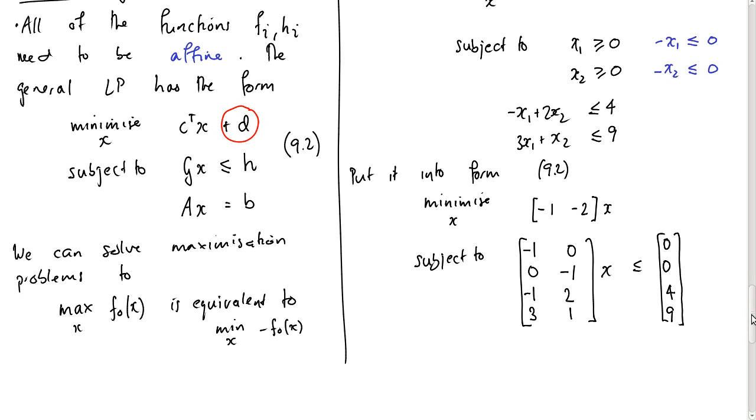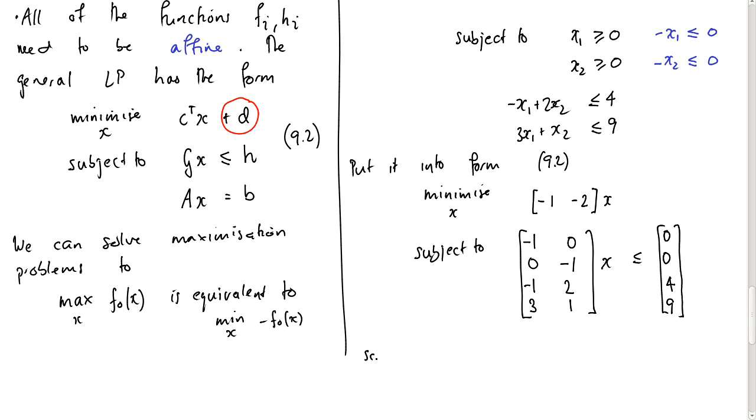Okay, so we'll just give the matrices and vectors their names. c is the vector negative 1, negative 2, because this one here is c transpose. And this matrix here is our G, and this matrix here is our H. So it's pretty straightforward to write an LP into this very general form.